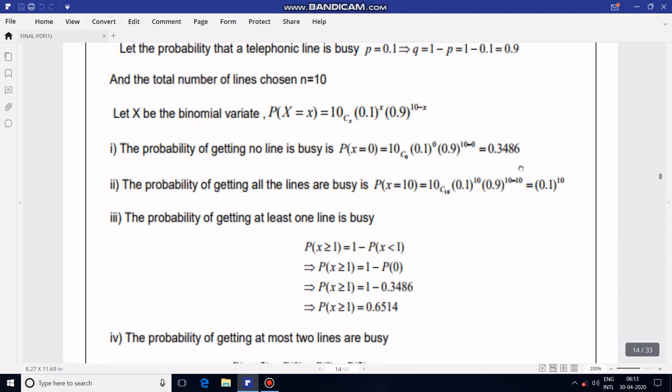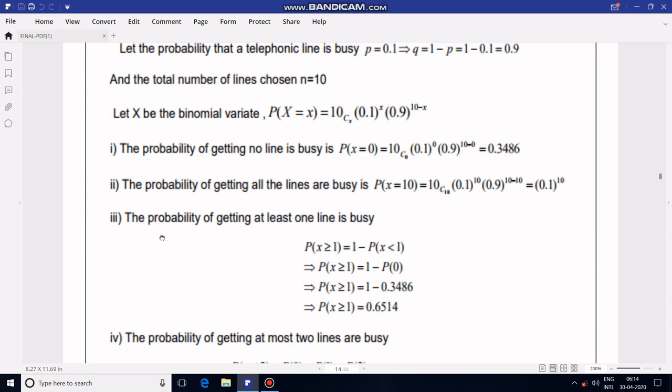Next, consider the second one: the probability of getting all lines busy. Here x denotes the total number of lines that are busy. All lines are busy means here what is x? x is equal to 10. That means for this problem we need to compute P at x equals 10. In the above formula, just replace x by 10 and simplify. That is 10C10, 0.1 to the power 10 into 0.9 to the power 10 minus 10. If you simplify this, we get 0.1 to the power 10. That is the answer for the second question.